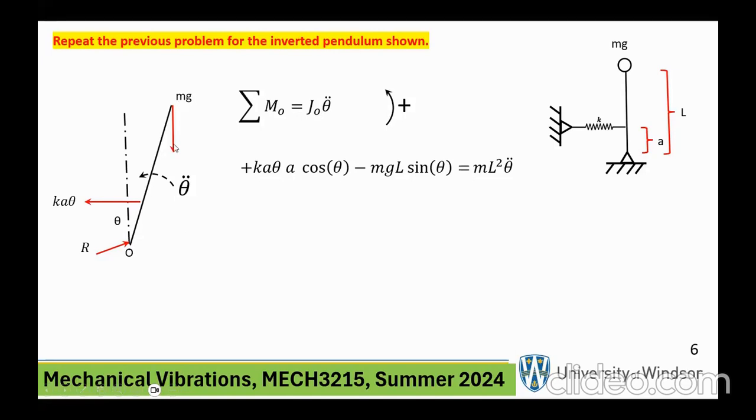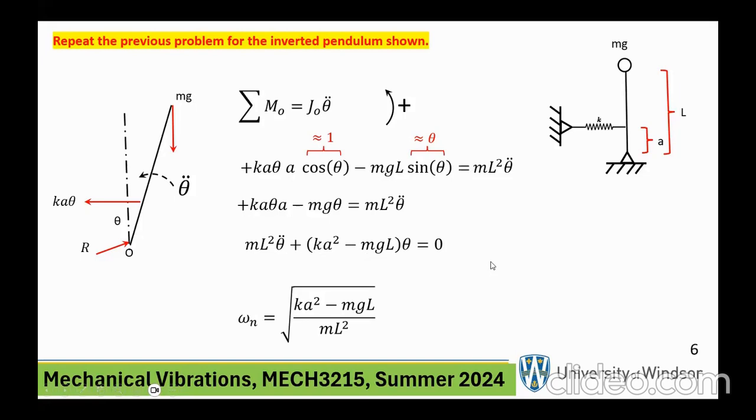This is the moment arm for the spring force. Mg is, of course, going to give a negative moment, and the moment arm is going to be L times the sine of this angle, which is sine of theta. Now, for small oscillations, cosine of theta is approximately 1, sine of theta is approximately theta, and you rewrite that equation. Incidentally, that is the same moment of the mass about the point O. You clean it up, and notice something strange happens. This used to be positive, now it's negative.